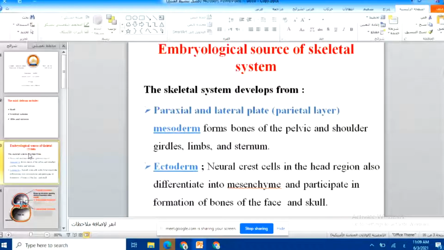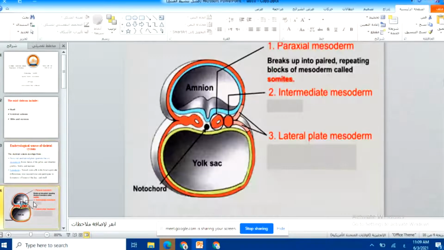While the ectoderm, which will be specialized as neural crest cells, will be the origin for the head region, and will differentiate into mesenchyme that will form the bones of the face and the skull, okay? As we said before, the mesoderm is somehow more complicated than the other germ layers. That is, it will differentiate into paraxial mesoderm, intermediate mesoderm, and lateral plate mesoderm, okay?